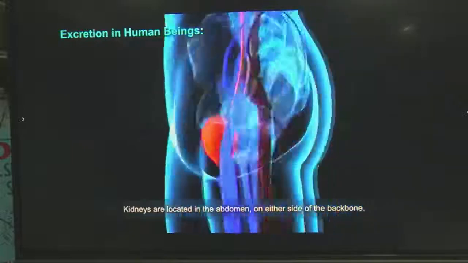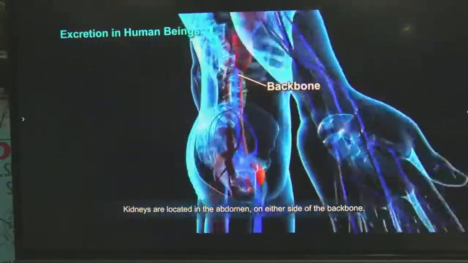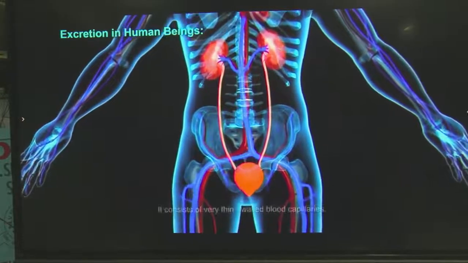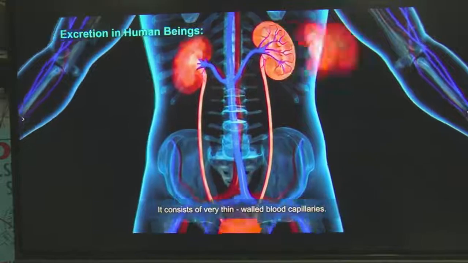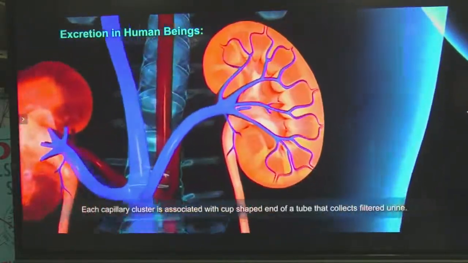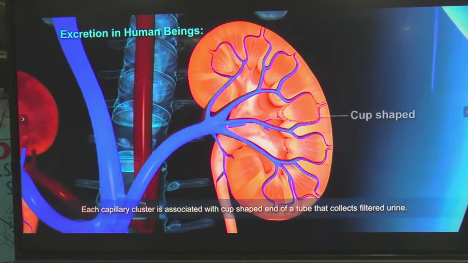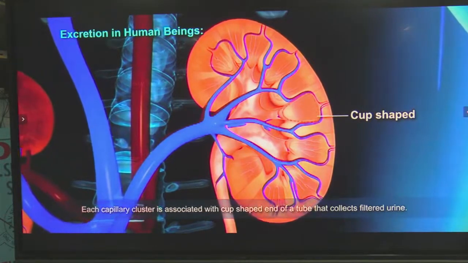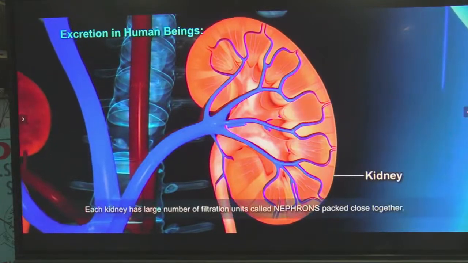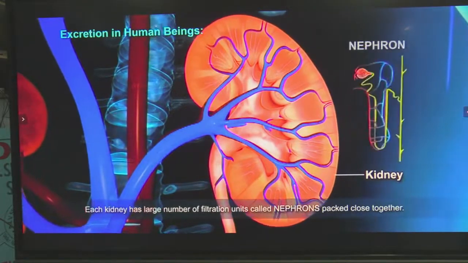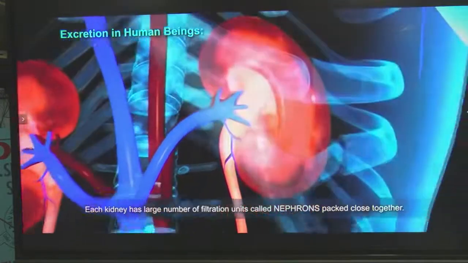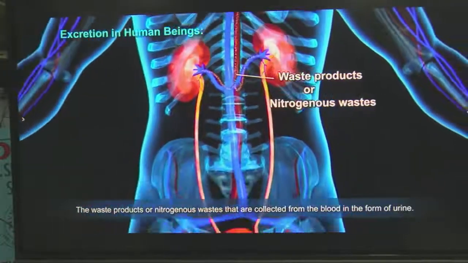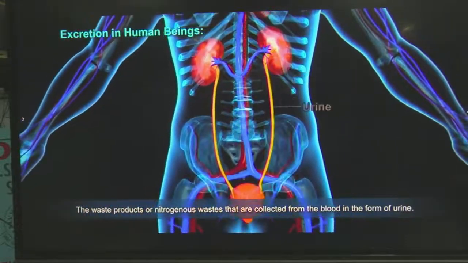Kidneys are located in the abdomen on either side of the backbone. Kidney is a basic filtration unit. It consists of very thin-walled blood capillaries. Each capillary cluster is associated with the cup-shaped end of a tube that collects filtered urine. Each kidney has a large number of filtration units called nephrons packed close together. The waste products are nitrogenous wastes that are collected from the blood in the form of urine.